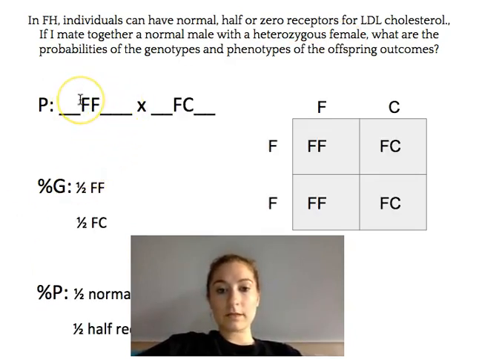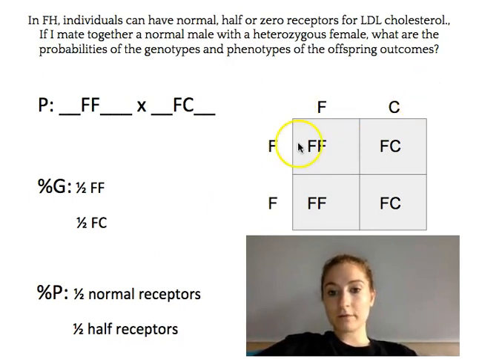So in this example, now with incomplete dominance, you're going to be using all capital letters, and you're going to be using a different letter for the other trait that could be in there, not just lowercase and capital. So normal would be FF, and then heterozygous female would be F and C in this example. So then you're going to cross them, so F and C, F and F, you see what you get. All right, so you have half normal, and then you would have half with half of the receptors for LDL cholesterol.